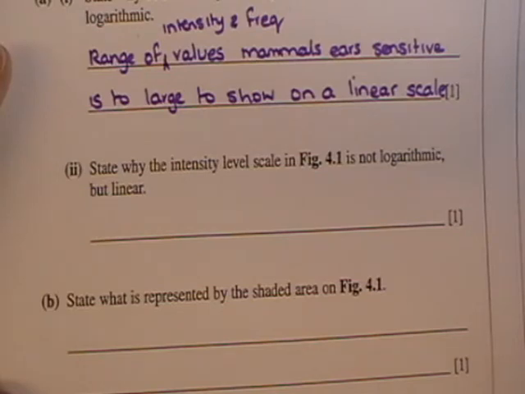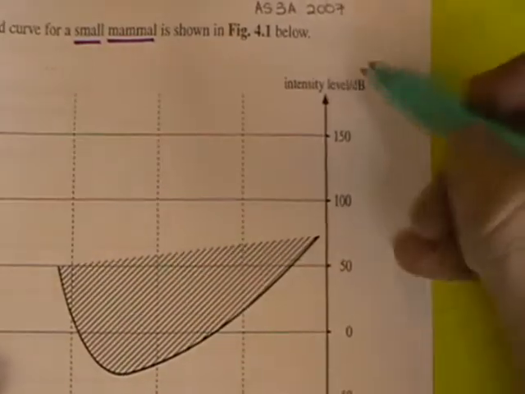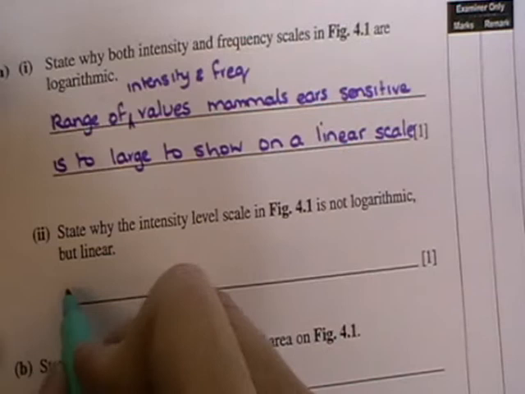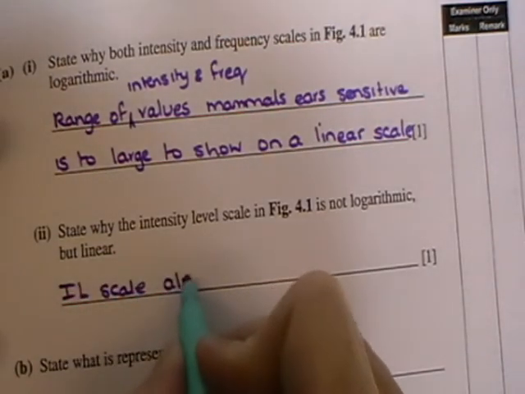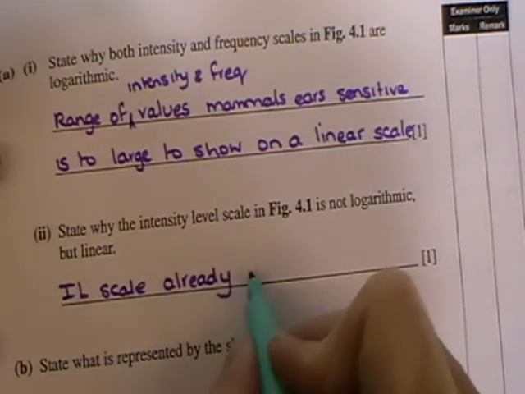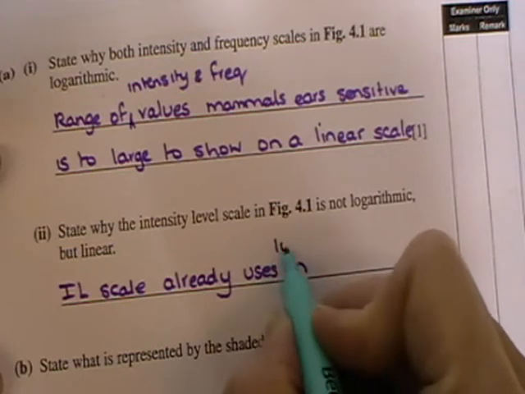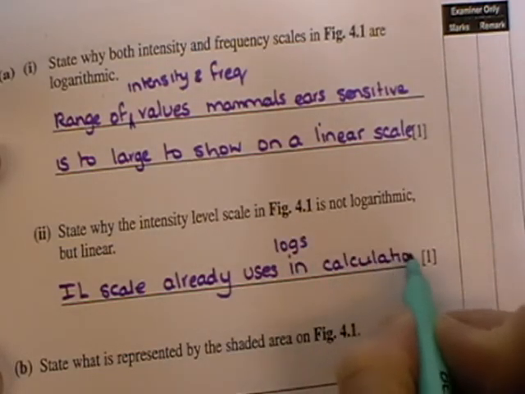State why the intensity level scale in figure 4.1 is not logarithmic but linear. Just have a look at that. Down the right hand side there's an intensity level scale. Now the intensity level scale already takes account of the log scale, and that's why it's a linear scale. So the intensity level scale already uses logs in the calculation, or takes logs of the numbers into account.